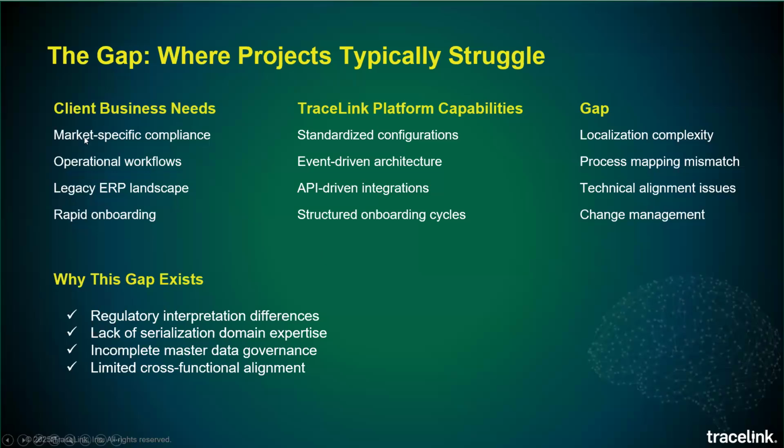So the first one being the market specific compliance, right? So there are multi markets. Like I said, a client can have multi market portfolios. They can have SKUs for different target markets, and then they need to be compliant for all target markets. And Tracelink, with its standardized configurations, puts a question in the client's mind: what is the localization complexity?